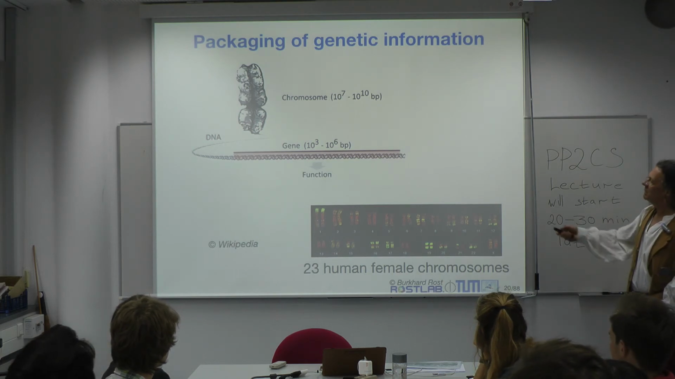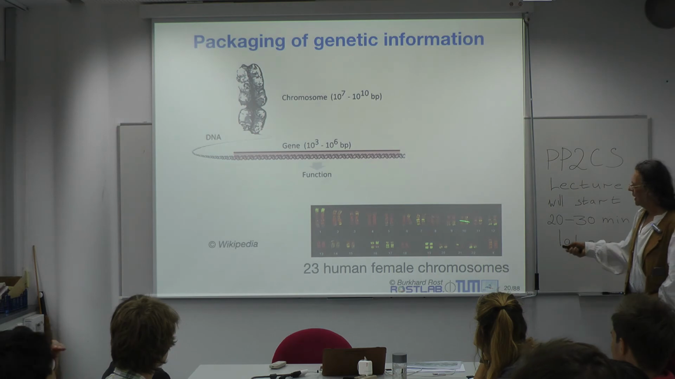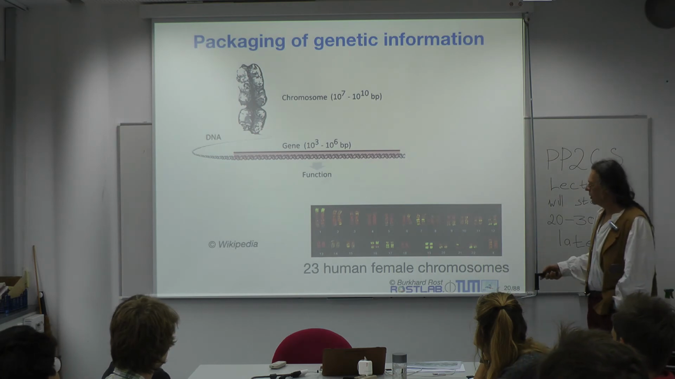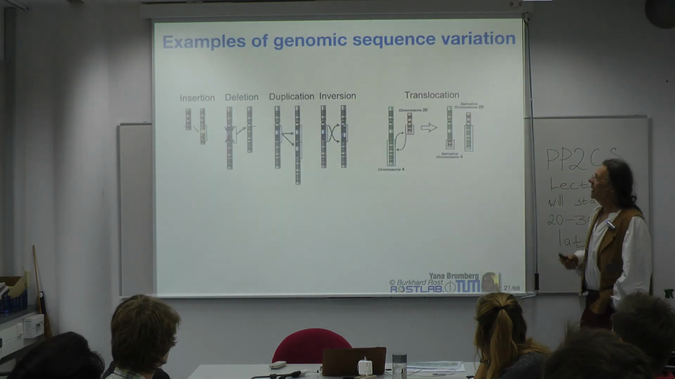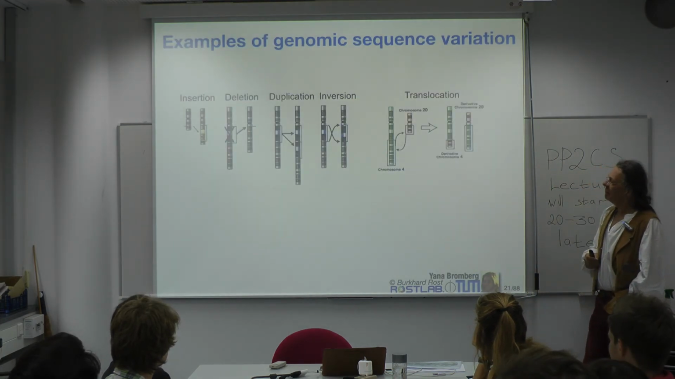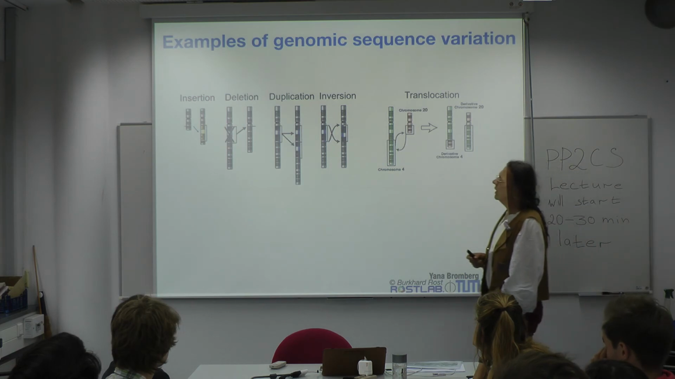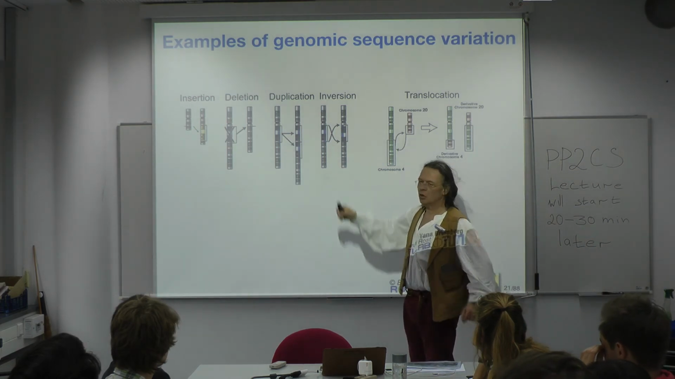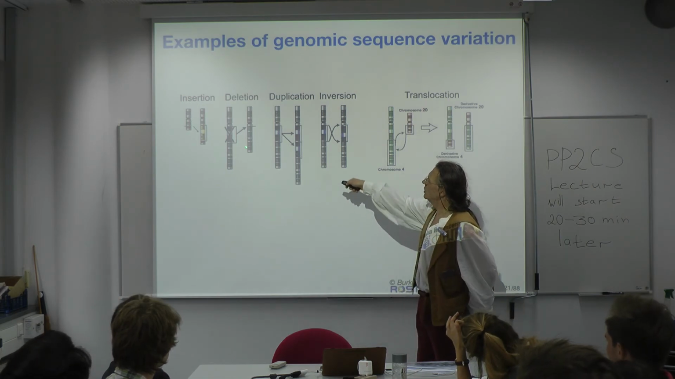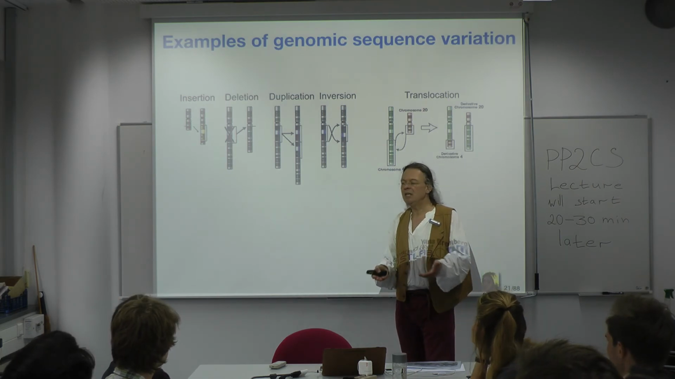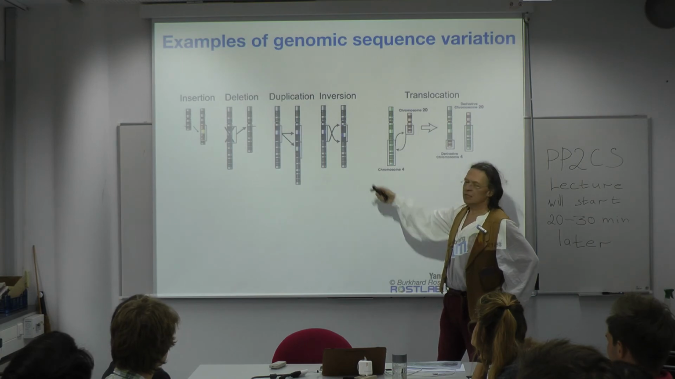So genetic information is packaged in chromosomes. Here are the 22 human chromosomes, or 23 including the X. Now changes happen in all kinds of ways. One way of change would be to insert some stretch of sequence into one of these chromosomes. You could do the opposite of insertion: you delete a stretch. This is a duplication.